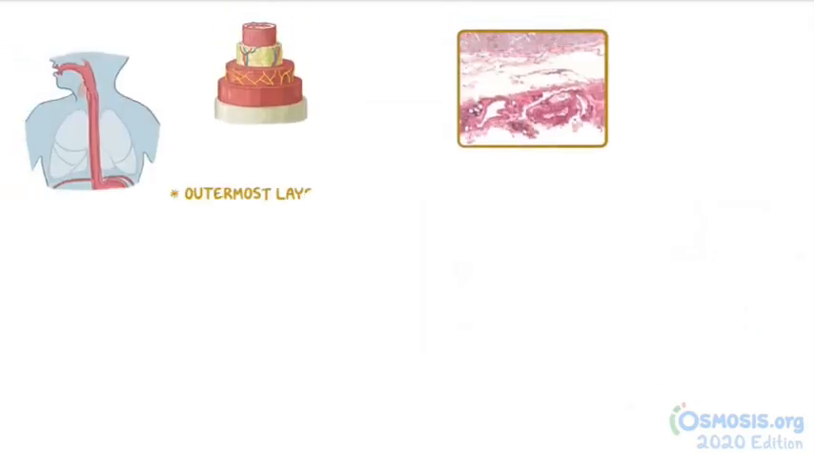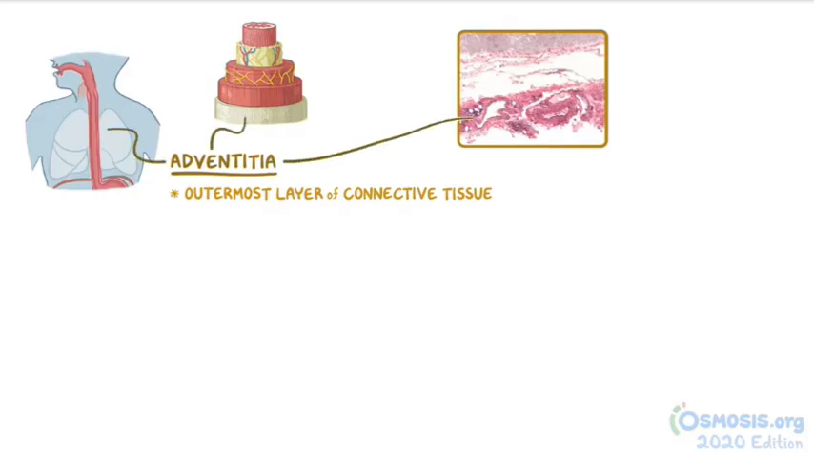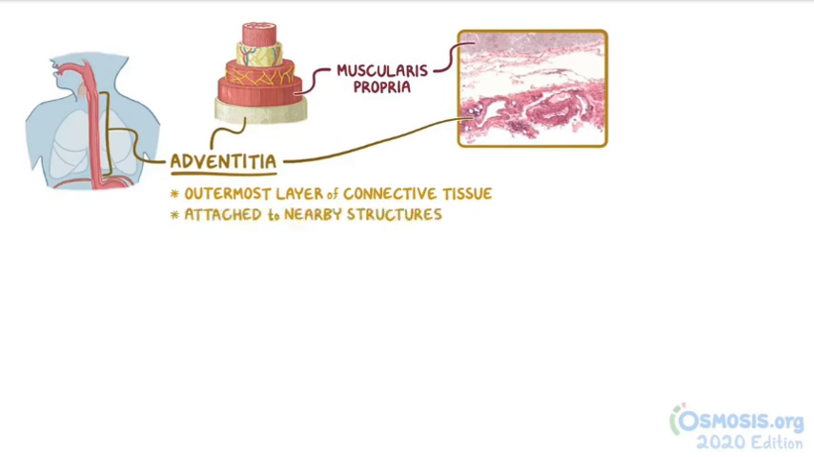The majority of the esophagus is surrounded by its outermost layer of connective tissue called the adventitia. In this image, the underlying muscularis propria can still be seen at the top. The adventitia is attached to nearby structures, such as retroperitoneal organs, which keep the esophagus in a relatively fixed position.